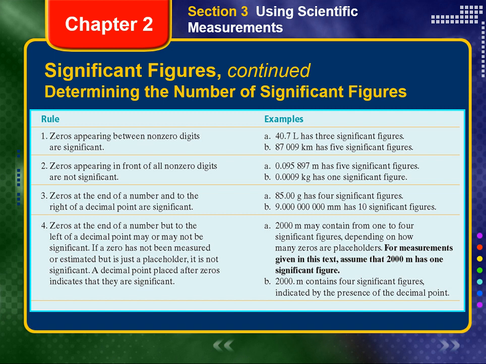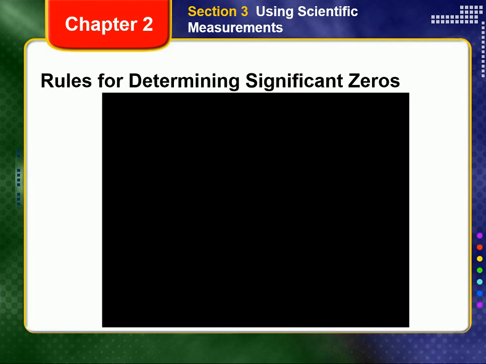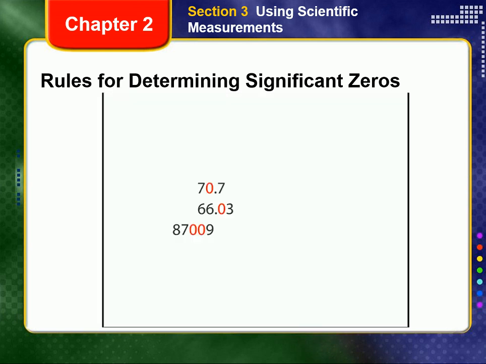The significance of zeros in a number depends on their location, however. You need to learn and follow several rules involving zeros. After you have studied the rules in Table 2-5 on page 47 of your text or on the screen now, you can use them to express the answers for the sample problems that follow in the text. Rules for finding significant zeros help you ensure that the numbers you report are accurate. Zeros appearing between non-zero digits are significant. We count these zeros when determining significant zeros.